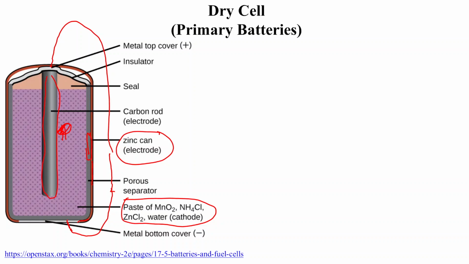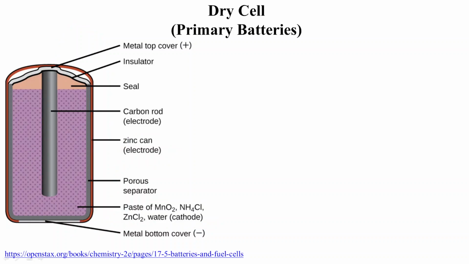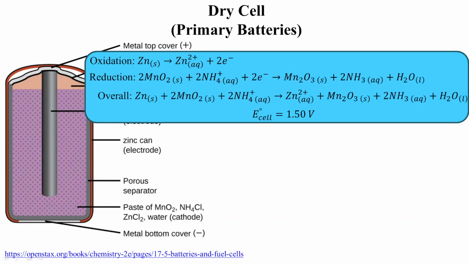So to go over a little bit about the chemistry that's going on in here, let me go ahead and erase all my little drawings. And we can see that we have our zinc providing the electrons, we have our manganese oxide taking up the electrons, along with the ammonium ion. And we can essentially add these together, and we get an overall cell potential of 1.5 volts.